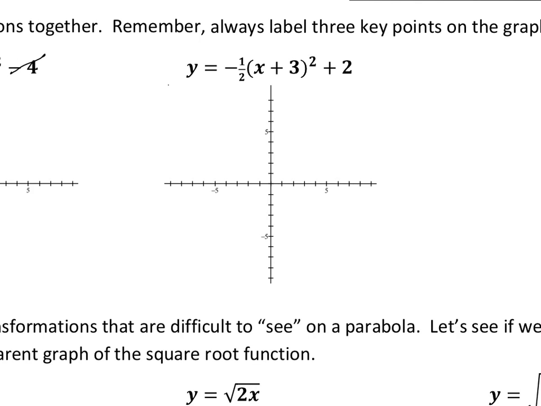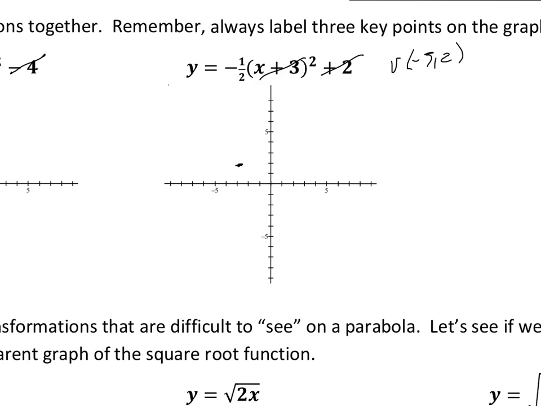All right, so how is this one shifted? To the left 3 and up 2. So where's my vertex? Vertex is at negative 3 and 2. That really does say negative 3, I promise. Okay, so there's our vertex. All right, those are done. We don't need those anymore.